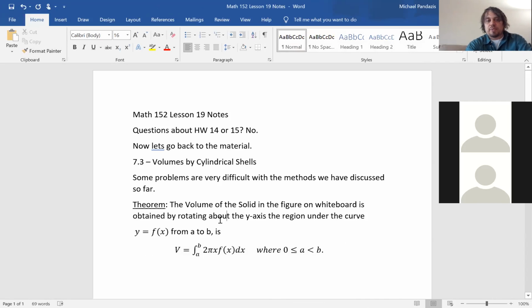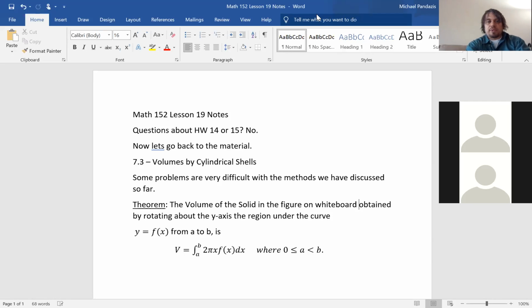The volume of the solid in the figure on whiteboard is obtained by rotating about the y-axis the region under the curve y equals f of x from A to B. So the volume of the solid in the figure on whiteboard obtained by rotating about the y-axis the region under the curve y equals f of x from A to B is that. Okay, so that's the theorem.